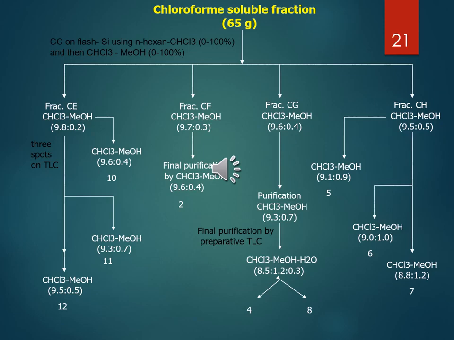Compound number 5 is confirmed for its polarity and purity by using 9.1 to 0.9% chloroform-methanol, while compound number 6 is confirmed for its purity by using 9.0 to 1.0% chloroform-methanol, and finally compound number 7 is confirmed for its purity by using 8.8 to 1.2% chloroform-methanol. So in this way different kinds of organic compounds have been prepared by using column chromatography as well as thin layer chromatography techniques.